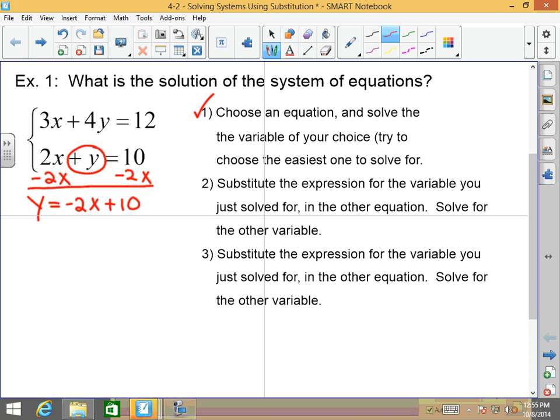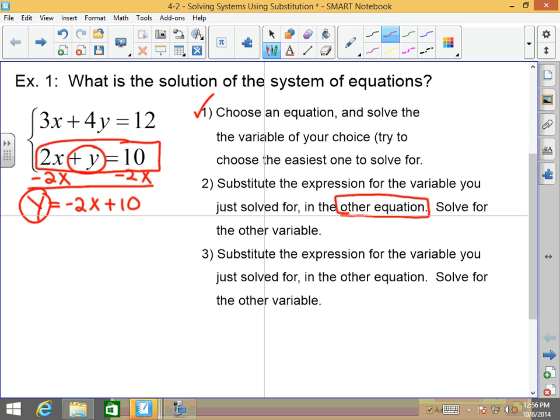Step two, substitute the expression for the variable you just solved for in the other equation. Please do not plug it back in to the equation you just solved for. That will give you a wrong answer. So substitute the expression for the variable you just solved for in the other equation. Solve for the other variable.